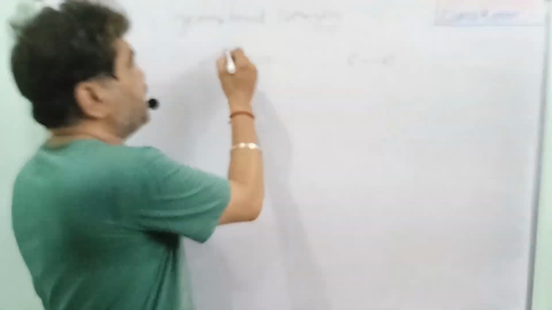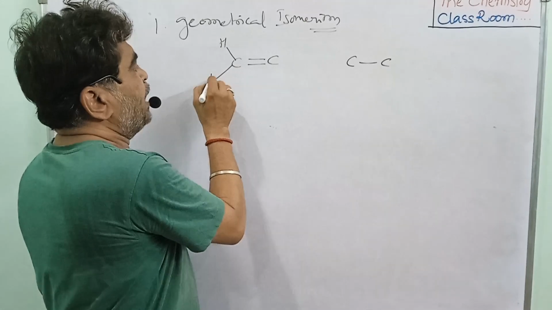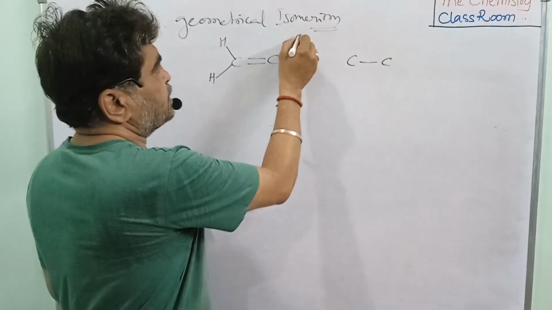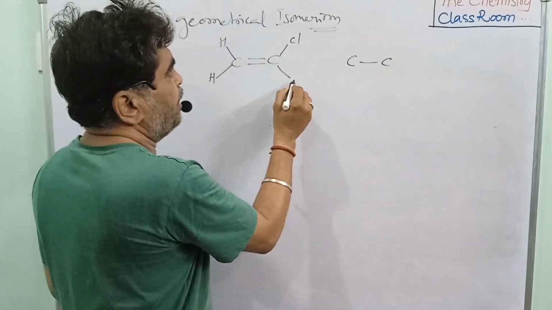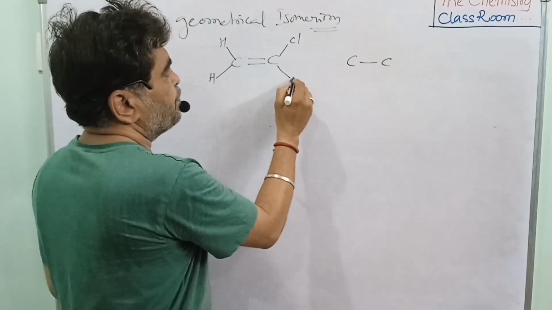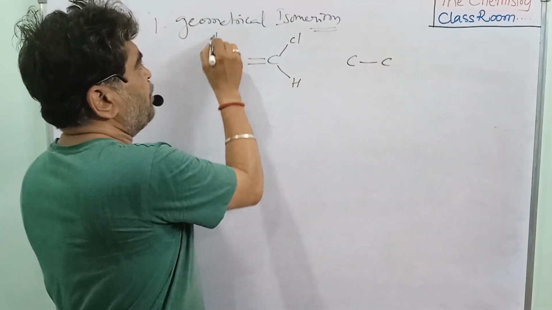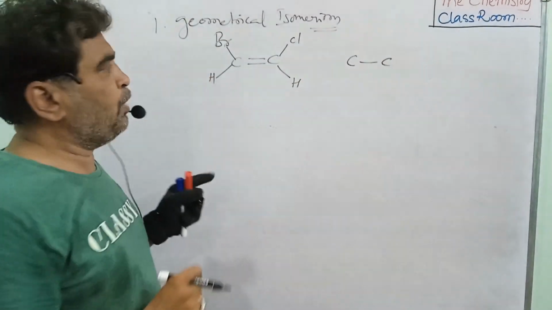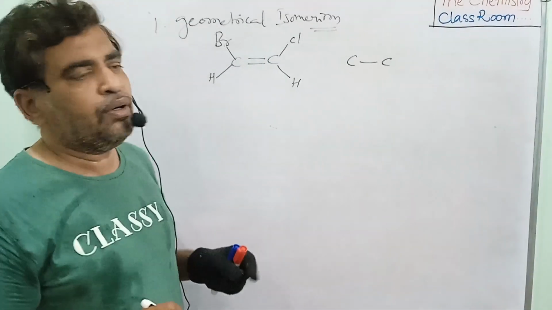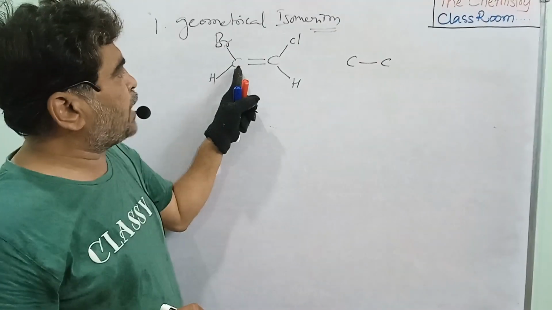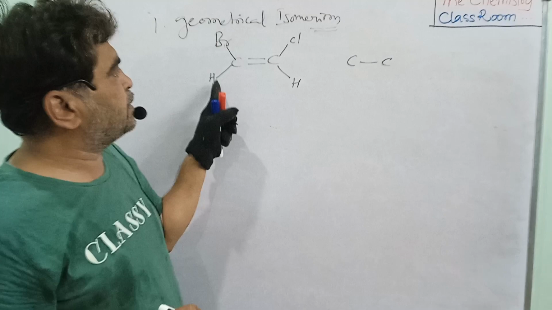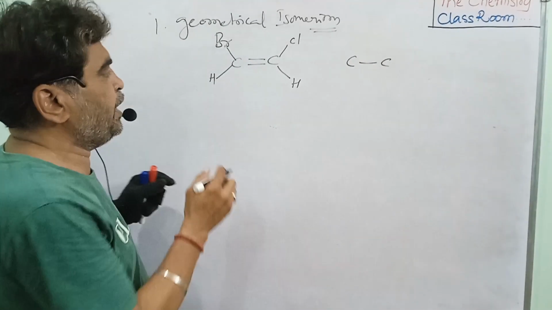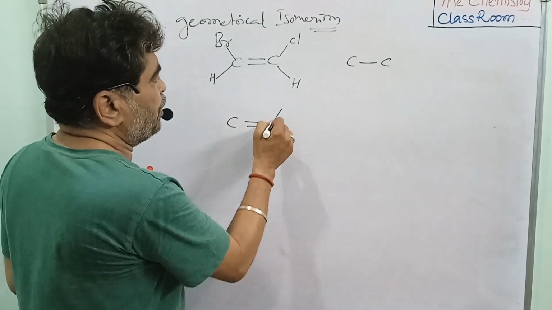For example, here one side is hydrogen and the other side is also hydrogen. I am writing this compound. When you see this compound, the carbons are like this and the remaining groups are arranged around them. Here the rotation is restricted. So I am writing one more compound. Now you see.